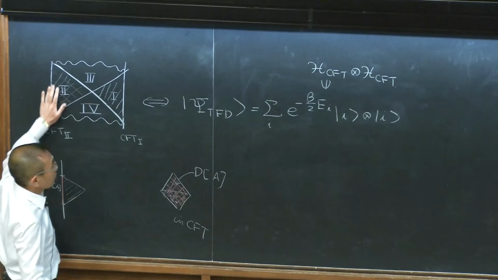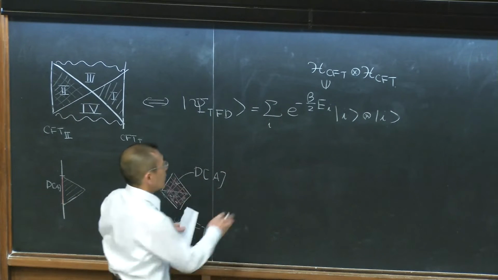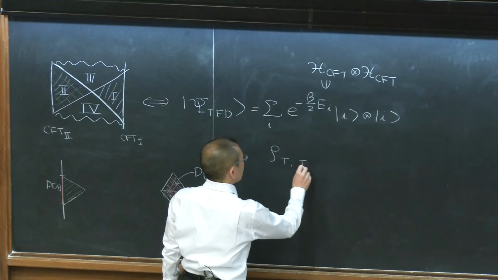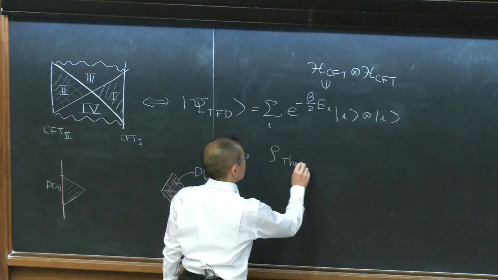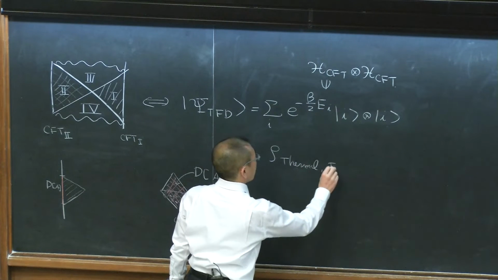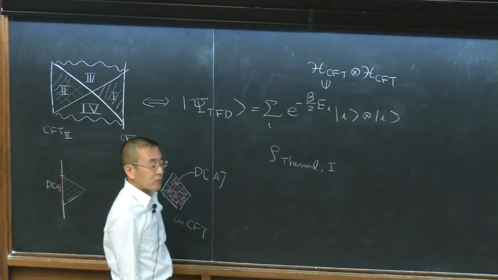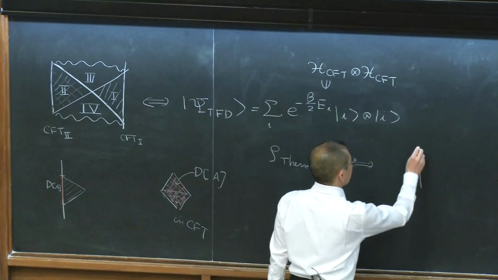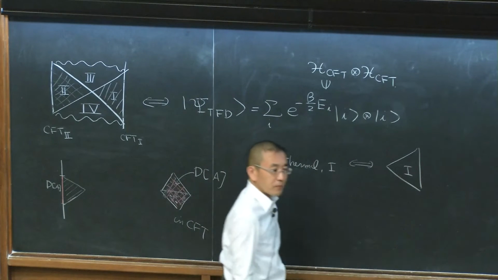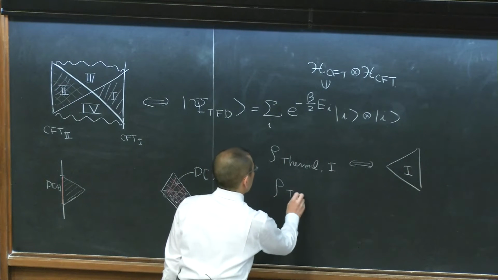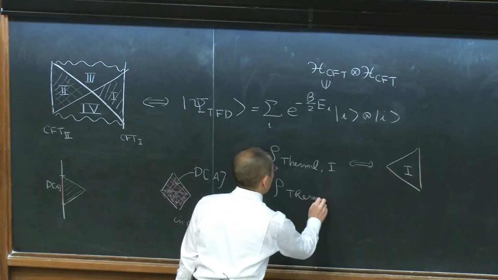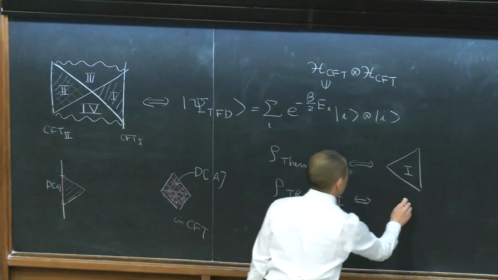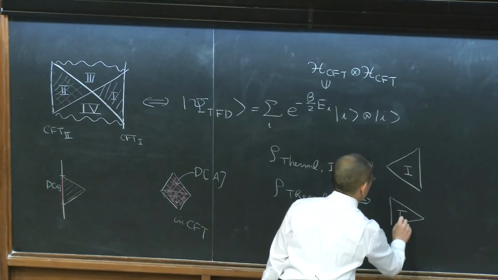So if you trace out over here for this thermofield double state, then you have a finite temperature density matrix, a thermal density matrix for the conformal field theory 1. So this reconstruction suggests that this knows about this region 1. On the other hand, if you trace out the other Hilbert space of the other conformal field theory, this side, then you'd be reconstructing this.